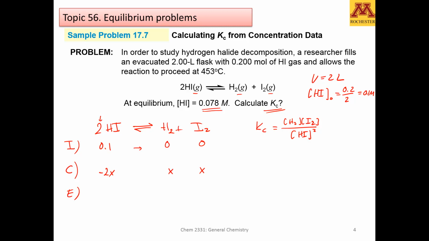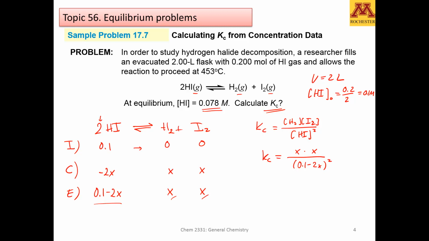So in equilibrium, whatever the value of x is, this will be my concentration in equilibrium. I had initially this much, what is left is initial minus what has changed. And because I had 0 initially, what I have in equilibrium is 0 plus x, which is x. So notice that the equilibrium constant would be x times x, right? The concentration of hydrogen times the concentration of iodine divided by the concentration of hydrogen iodide squared.